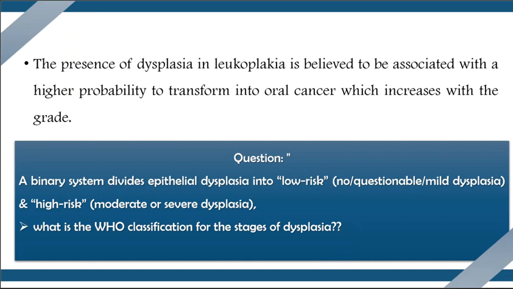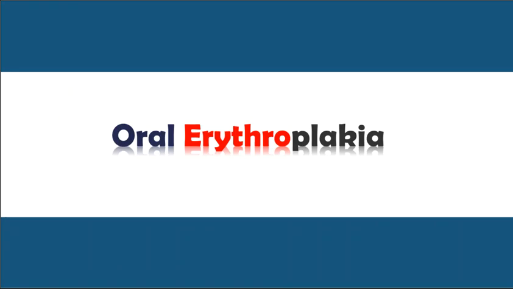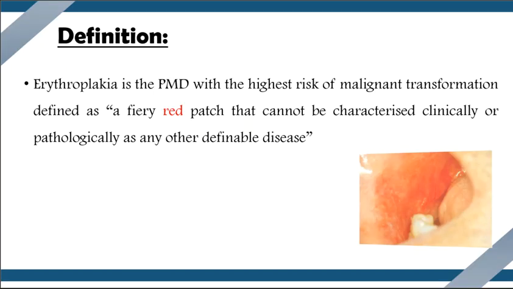Okay? In the classroom, we have oral erythroplakia. There is not as much written about it as leukoplakia. First, let's start with the definition. It is a pre-malignant disorder with the highest risk of malignant transformation, defined as a fiery red patch that cannot be characterized clinically or pathologically as any other definable disease.